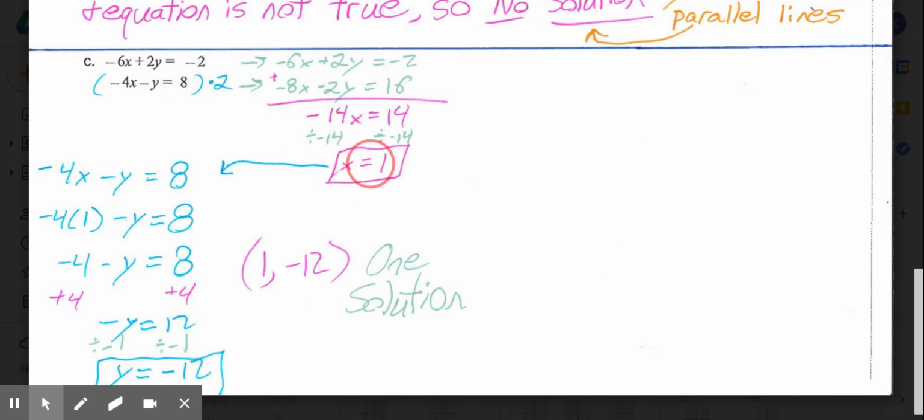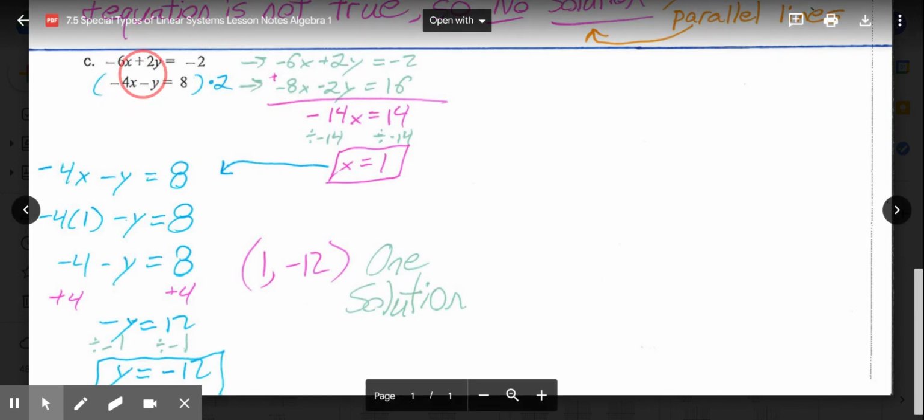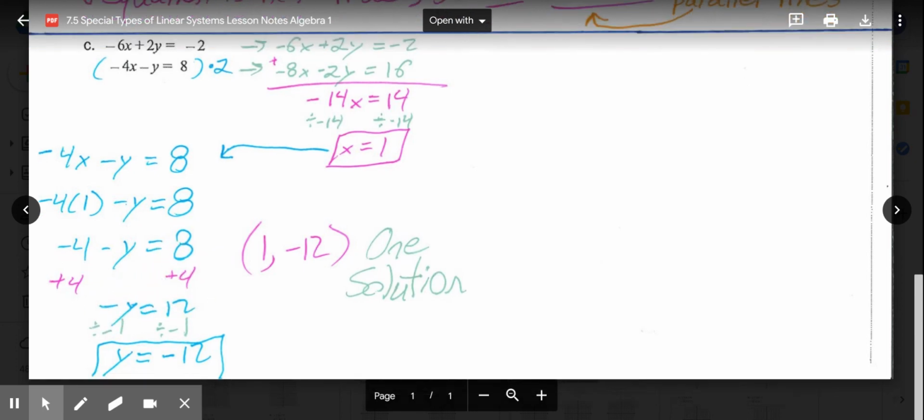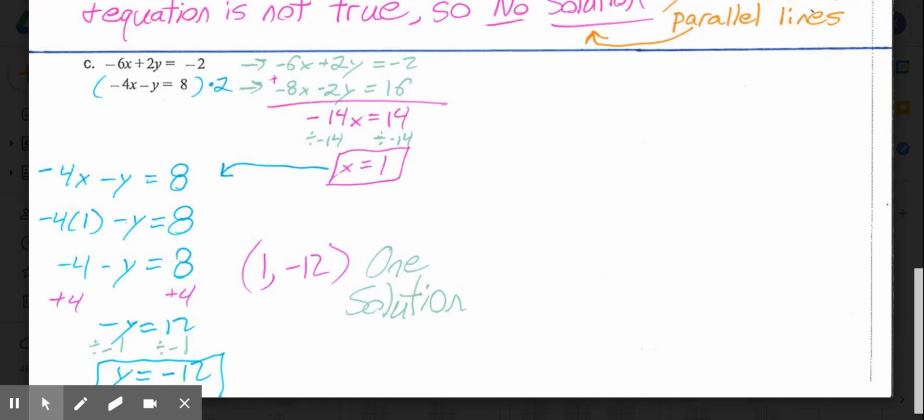Substitute the x equals 1 back into one of the two original equations. So I put it in the bottom. Negative 4x minus y equals 8. Negative 4 minus y equals 8. So we'd add the 4 to each side. Negative y equals 12. Divide by negative 1. And y equals negative 12. In this case, it was just a normal combination or elimination problem like we've been doing. So it would be a one solution linear system. And our one solution would be 1, negative 12.